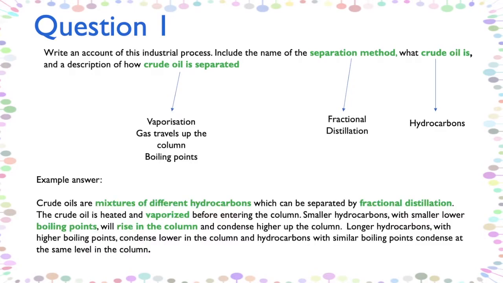So an example answer here is: crude oils are mixtures of different hydrocarbons. That satisfies the first point, which can be separated by fractional distillation. So here you have said what the separation process is and what crude oil is. Then you can say how crude oil is separated. The crude oil is heated and vaporized before entering the column. Smaller hydrocarbons with lower boiling points will rise in the column and condense higher up in the column. Longer hydrocarbons with higher boiling points condense lower in the column, and hydrocarbons with similar boiling points condense at the same level in the column.